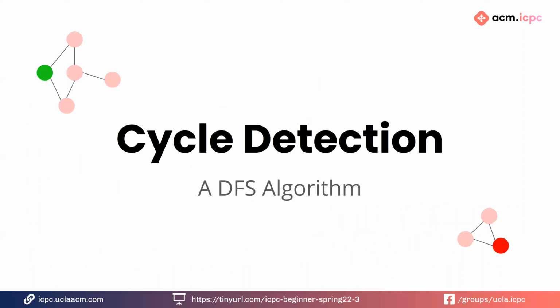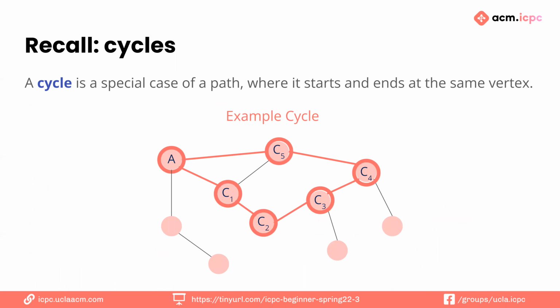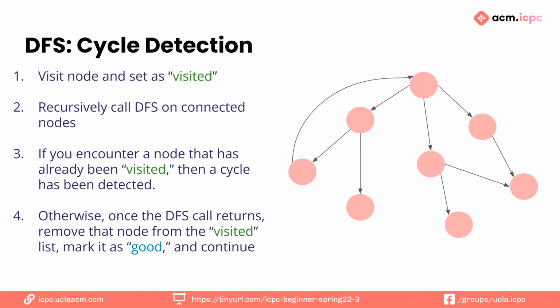Let's go on to the next topic, cycle detection, which we will do using DFS. Recall that a cycle is just the special case of a path where it starts and ends on the same vertex. And how would we detect a cycle?